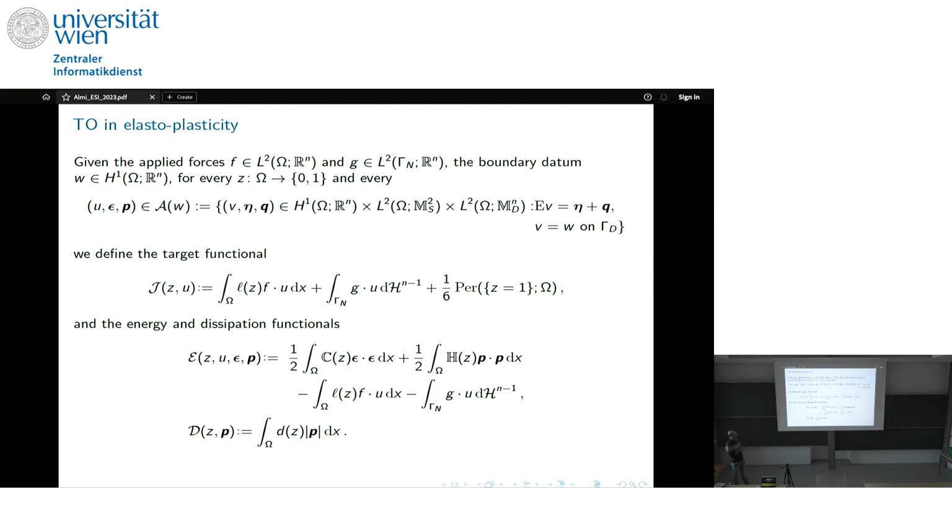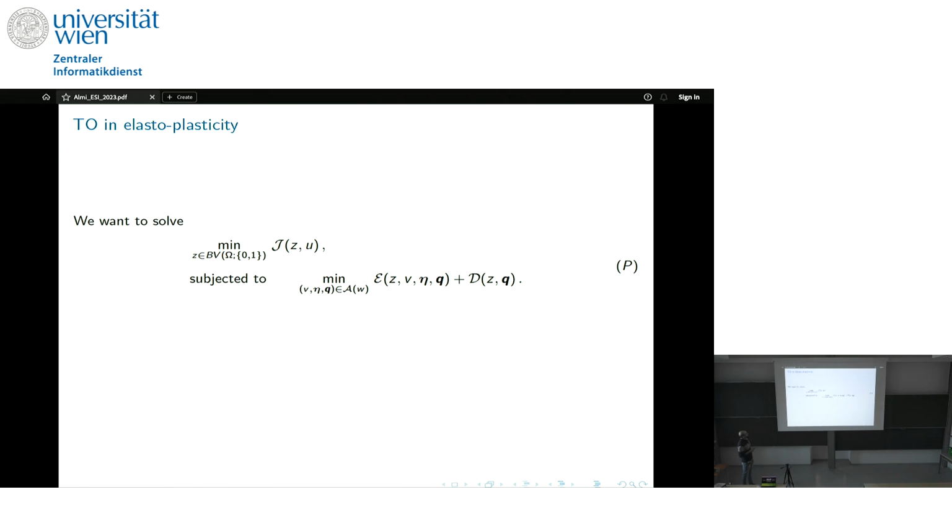So instead the physics is described here by the energy and the dissipation potential. The energy, as we presented it before, has the elastic and plastic part, and then you have the work done by the applied forces. And the dissipation potential is the one given by the von Mises rule. So it is a weighted L1 norm at the end of the day. And in particular, this is the problematic term later on, since it is not differentiable. Okay. Good. So here is the problem that you set up.